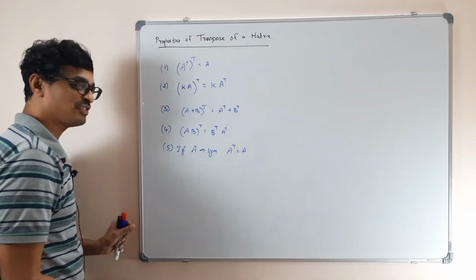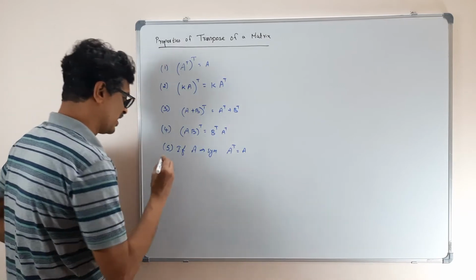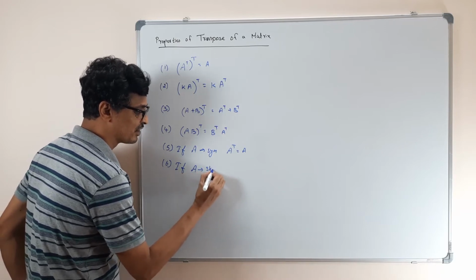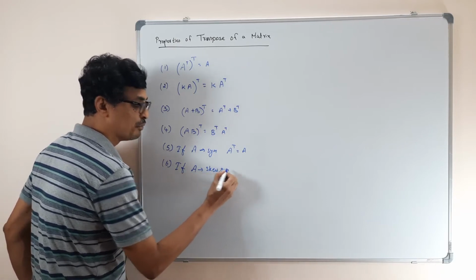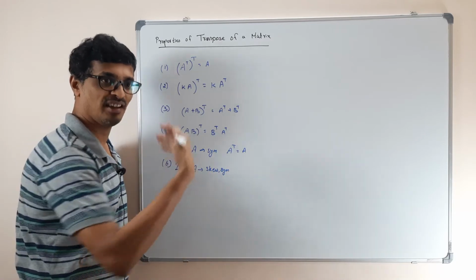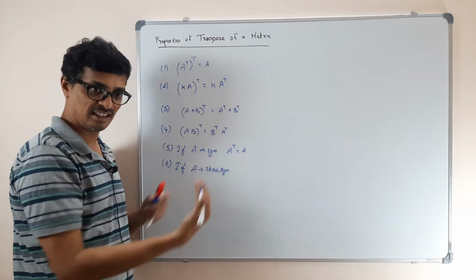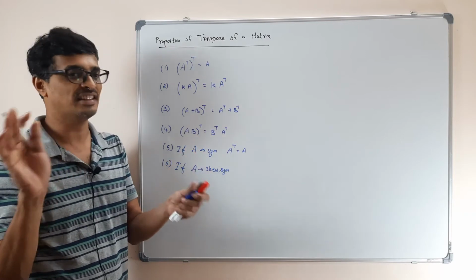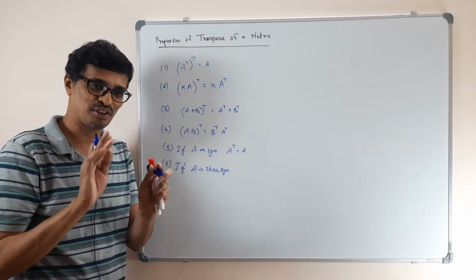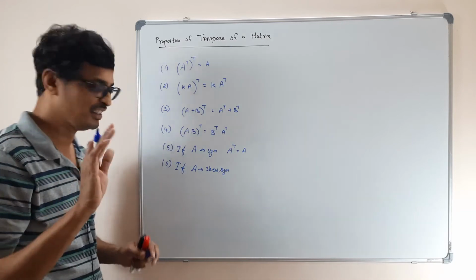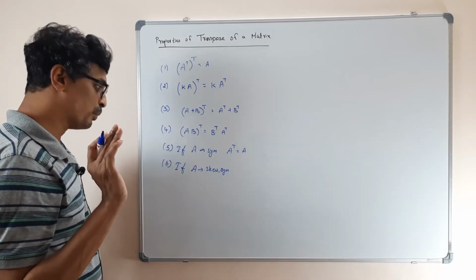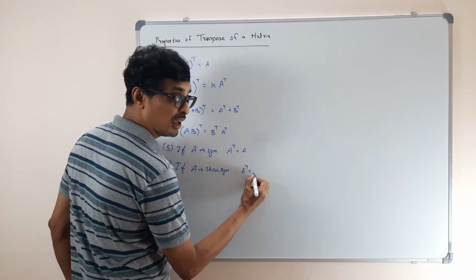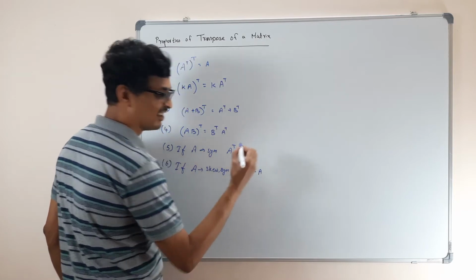Can you guess what will happen when A is skew symmetric? You remember skew symmetric, diagonal elements will be 0, and the sign of the corresponding elements ij will be equal to minus ji. A of ij will be equal to minus A of ji. That was a property of skew symmetric matrix. So tell me what this will be. Then A transpose of a skew symmetric matrix will be minus A. Yeah, check it out.